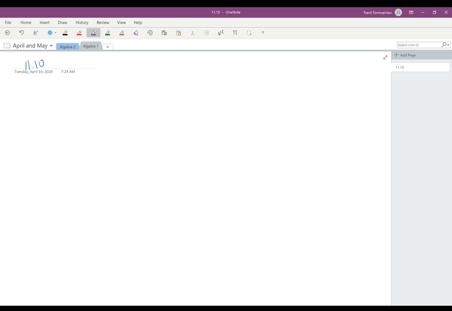Okay, so section 11.10 is solving what we refer to as radical equations, which are not just amazing equations, but rather equations that include your variable inside a radical.